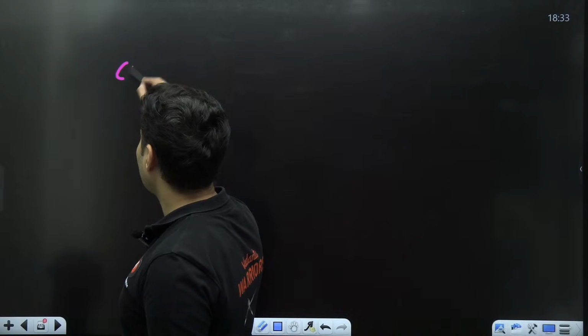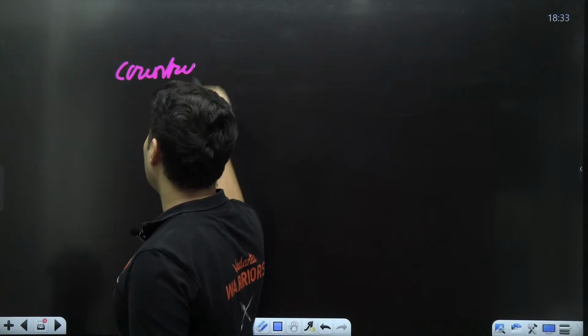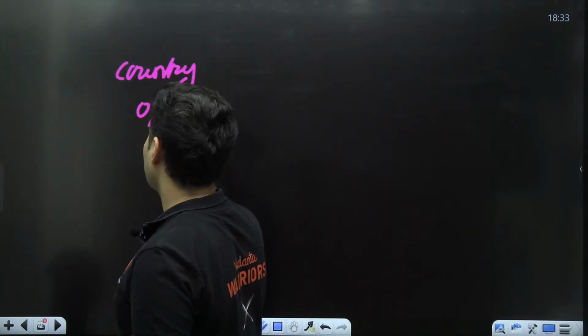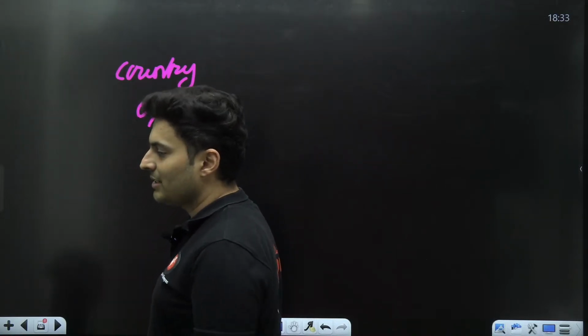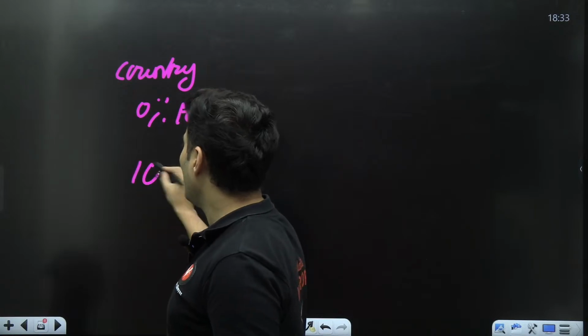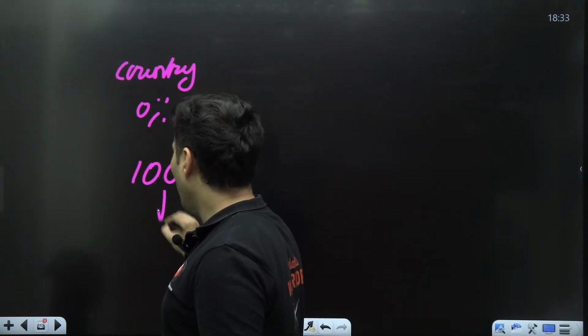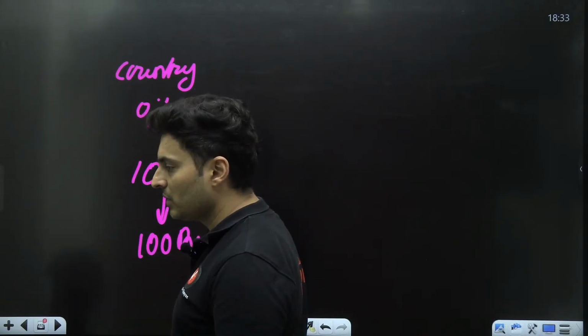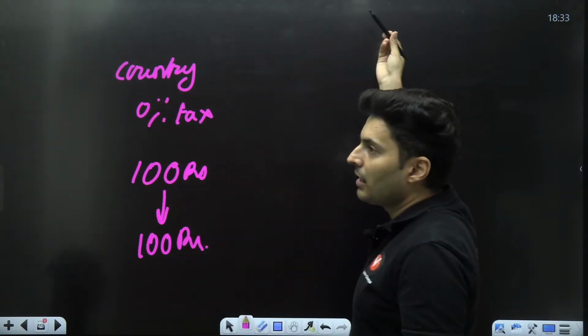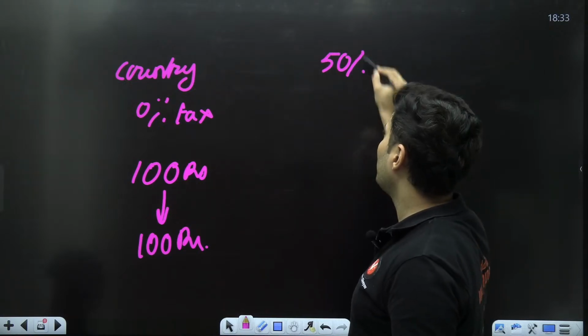Imagine there is a country like Dubai, which has basically 0% tax. If you earn 100 rupees, what you get is also 100 rupees only. But remember, there is a country, for example, where there is 50% tax.